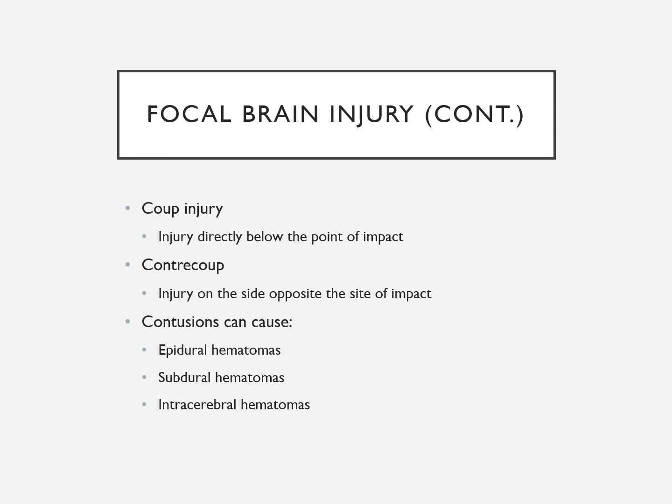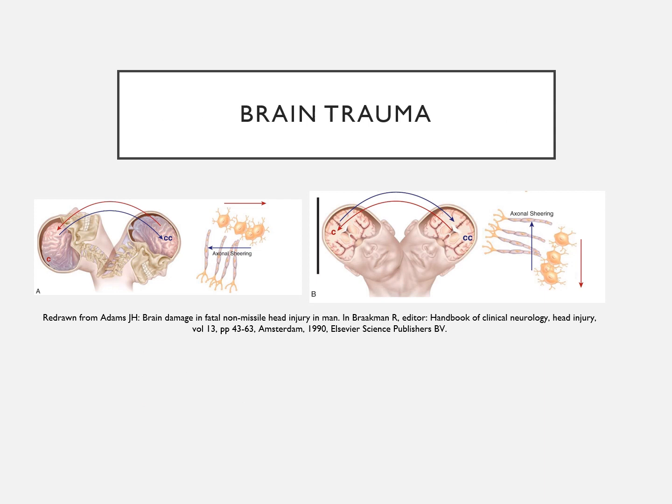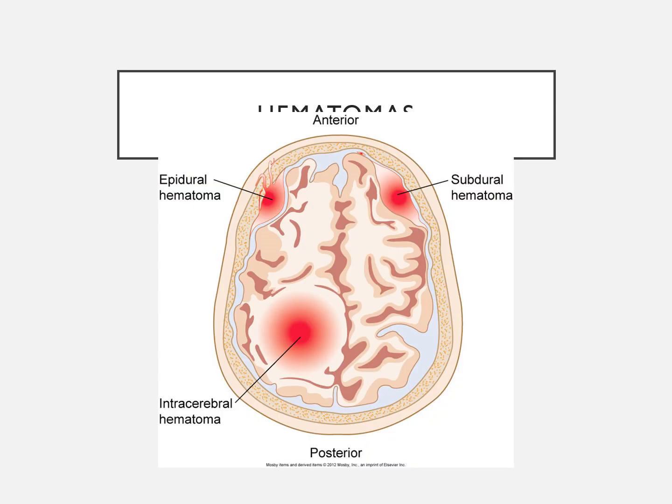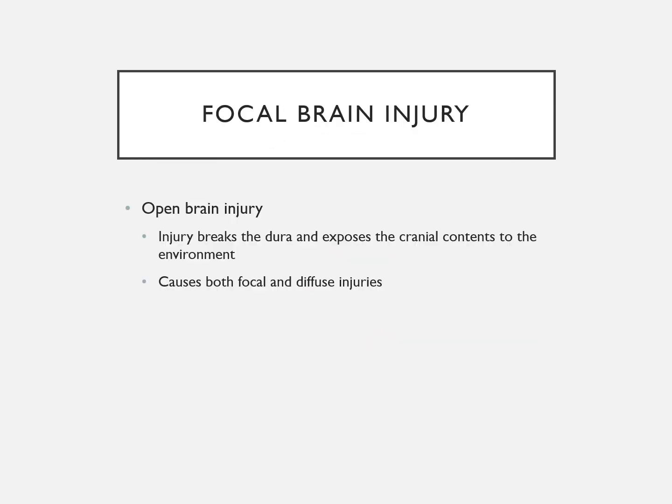A coup injury is an injury directly below the point of impact. Countercoup injury is on the side opposite the site of impact, and contusions can cause epidural hematomas, subdural hematomas, or intracerebral hematomas. And this slide illustrates brain trauma. So does this one. And this illustrates where the different hematomas are, and they need to be evacuated. They're all dangerous and deadly.